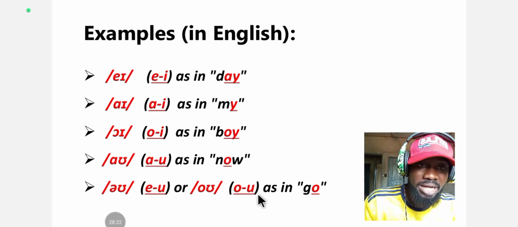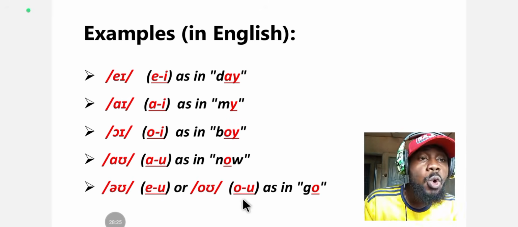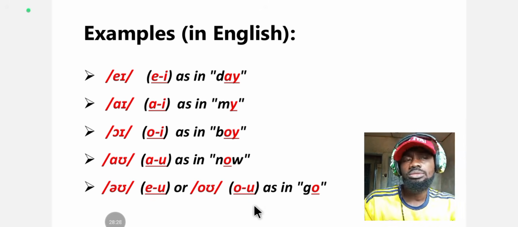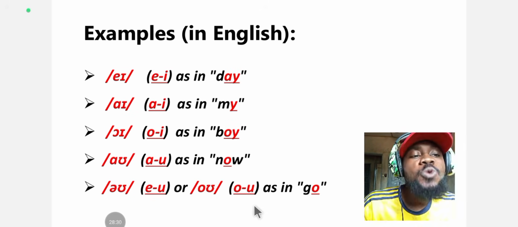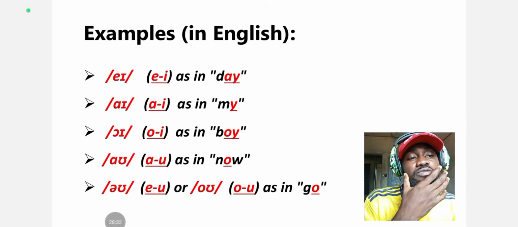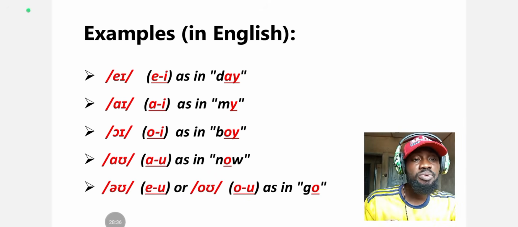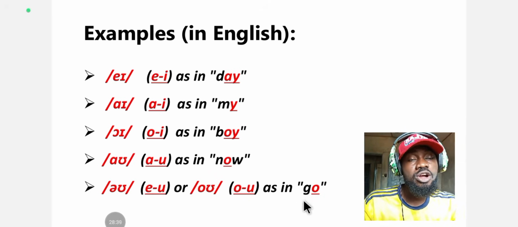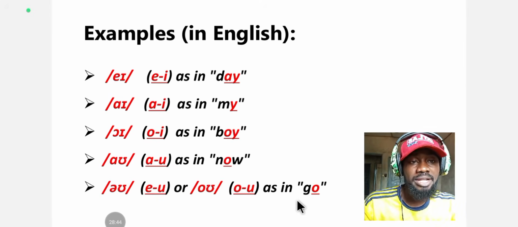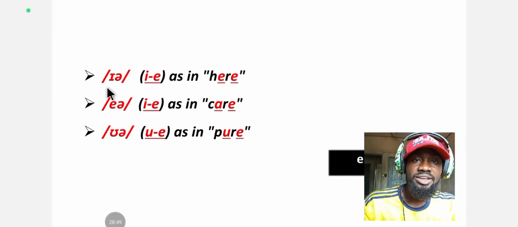Then the next one that can also be used alternatively is O. Go. You see how my mouth moves? My mouth wants to even fall off. It's very stressful. Pronouncing diphthongs is usually stressful. Let's look at more examples on diphthongs. You can see what we have here. We have E and E.